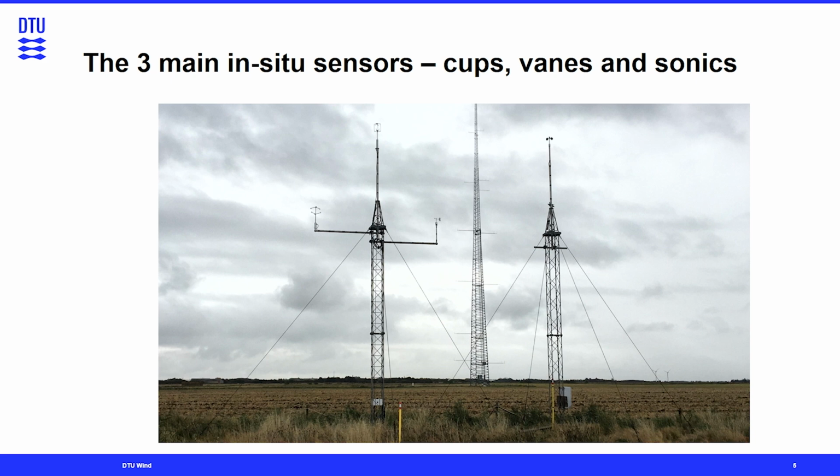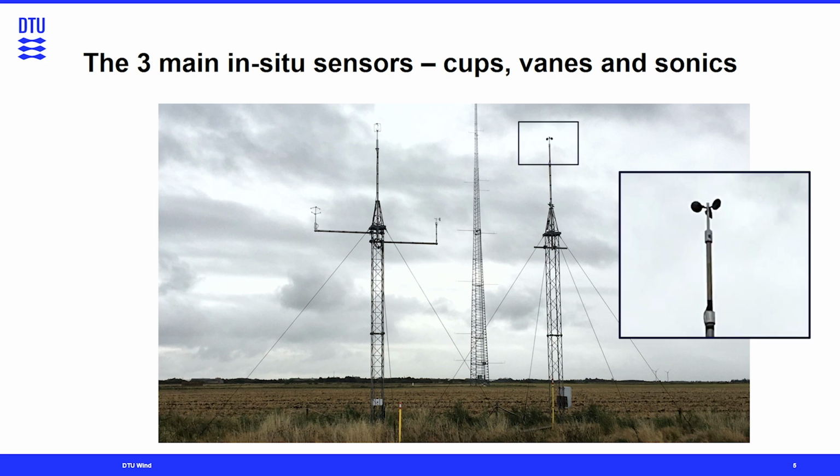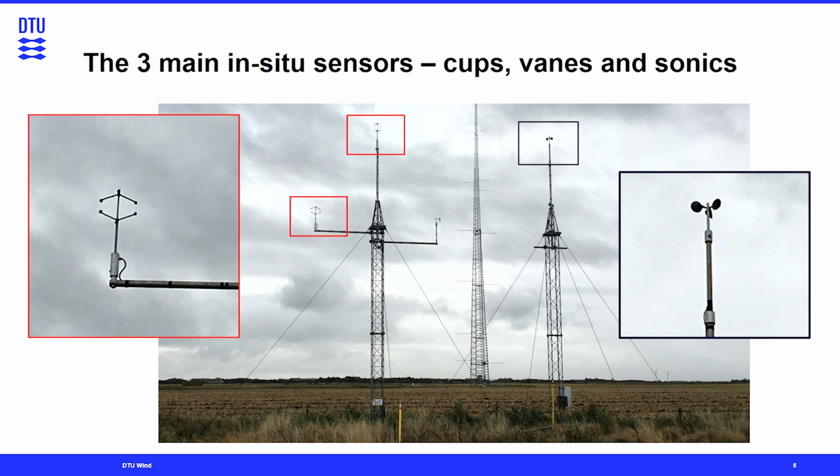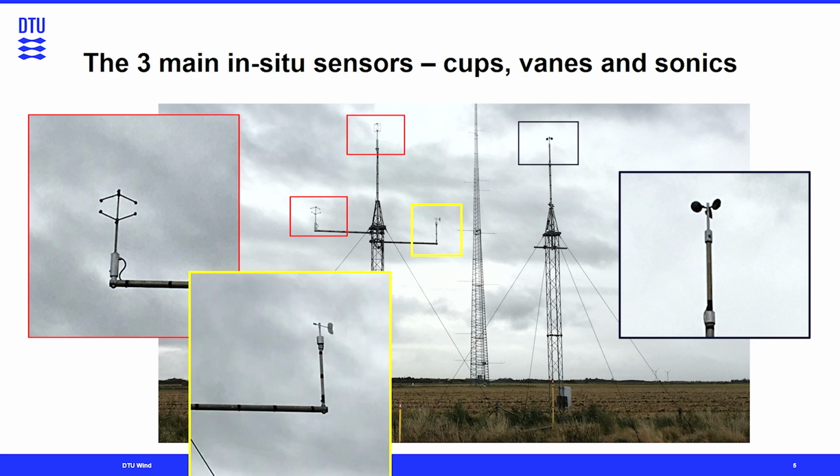There are three main in-situ sensors that we're going to talk about today. Anemometers, commonly referred to simply as cups. Sonic anemometers, also commonly shortened to sonics. And lastly, wind vanes for measuring the wind direction. So let's look at these three sensors, each in turn.